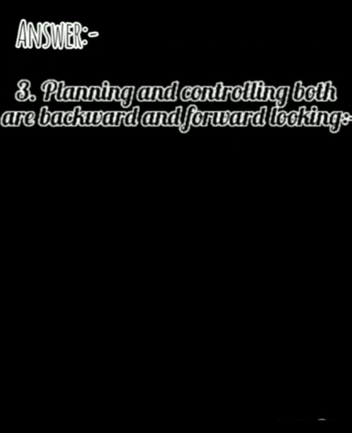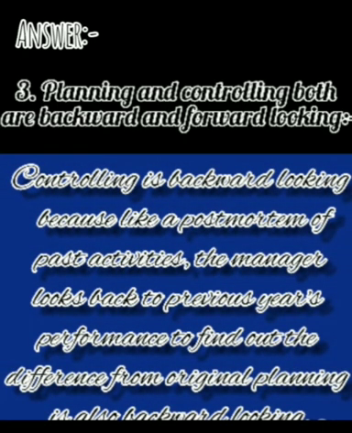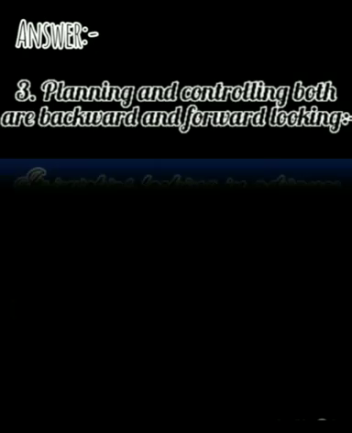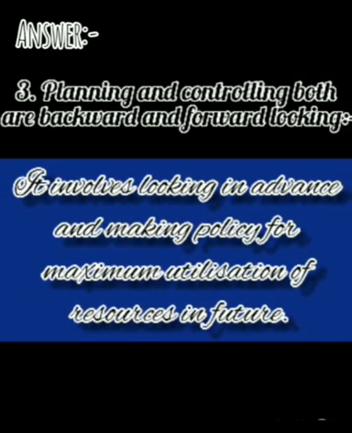Point number 3: planning and controlling both are backward and forward looking. Controlling is backward looking because, like a postmortem of past activities, the manager looks back to previous year's performance to find out the difference from original planning. And planning is forward looking because plans are prepared for future. It involves looking in advance and making policy for maximum utilization of resources in future.